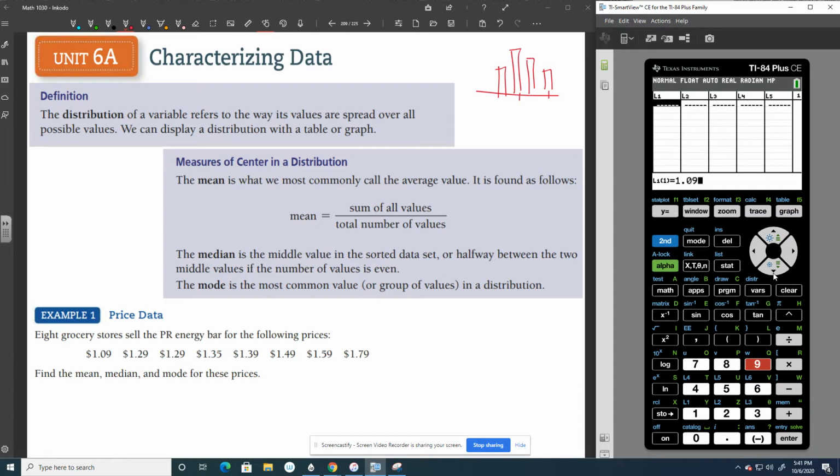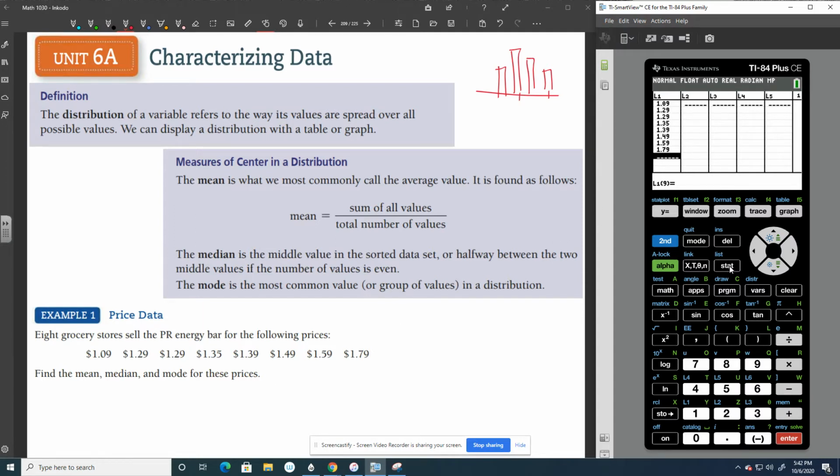1.09, and then we are going to put 1.29 and 1.29 again, 1.35. The nice thing is these are already in order for us, 1.49, 1.59, and 1.79. 1.79. So if I put all of this data in the list, I can get my calculator to not just find the mean, but it can find a lot of stuff for me.